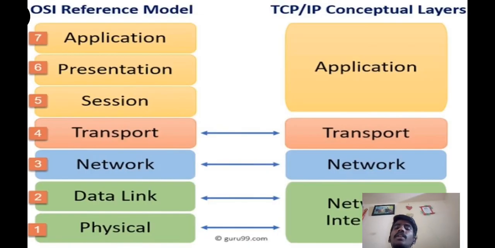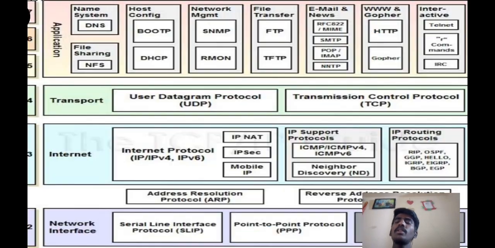When you compare TCP/IP on the right side with OSI on the left side, the application layer in TCP/IP is equal to the application, presentation, and session layers in OSI. Transport maps to transport, network maps to network, and the network interface connects with the data link and physical layers. So there are only 4 layers in TCP/IP, which is easy to manage. Here you can see the TCP/IP suite.